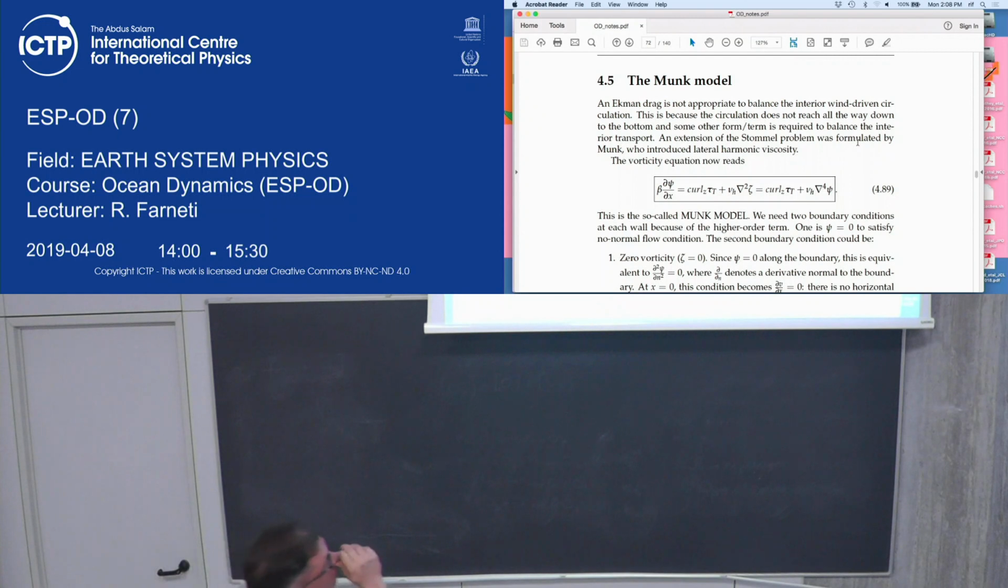So what Munk did was add this term: lateral biharmonic viscosity, which makes more sense, putting viscosity on a side wall, given that we find out that there is a boundary current on a side. Okay, so this is the Munk model.